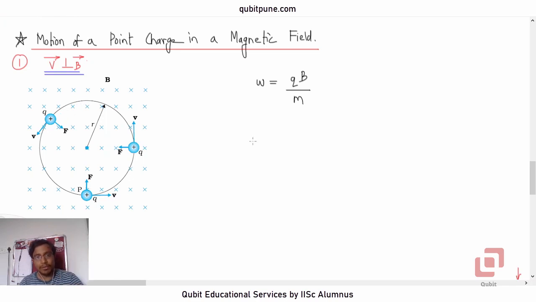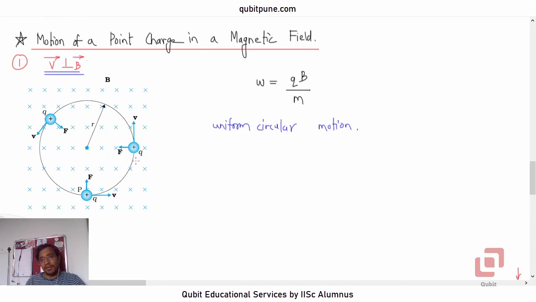It will follow uniform circular motion. In uniform circular motion, the speed remains constant, but because the direction of velocity is different everywhere, it possesses an acceleration.